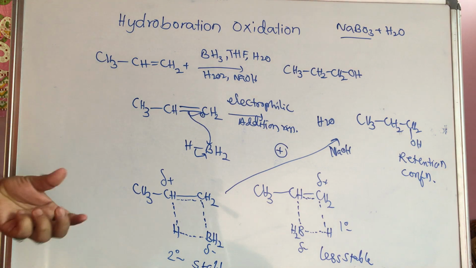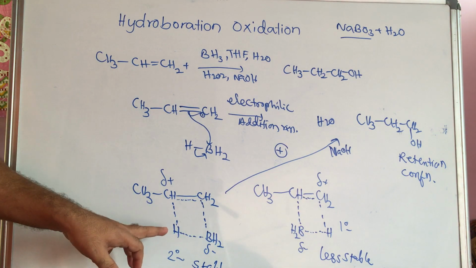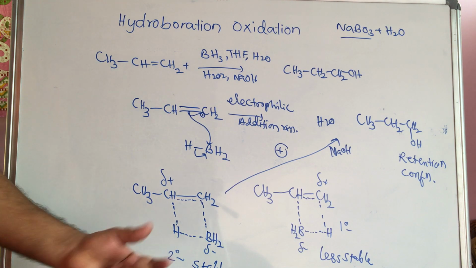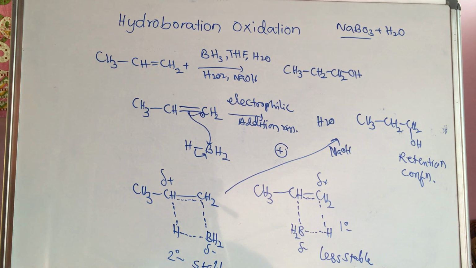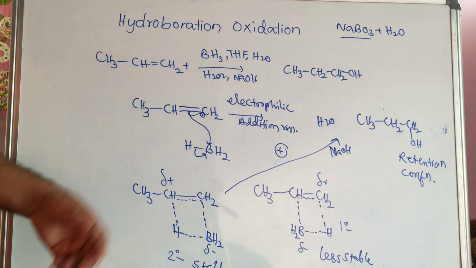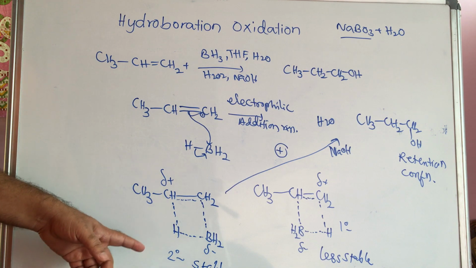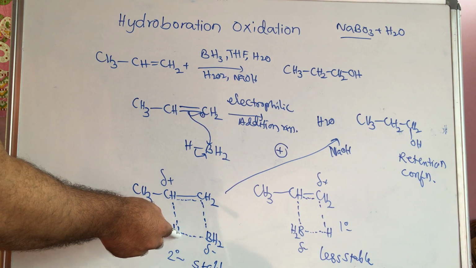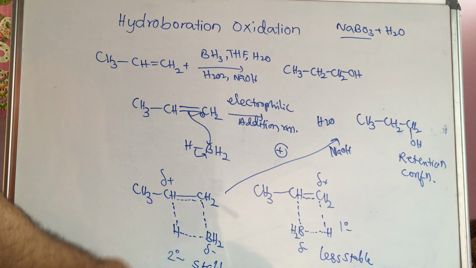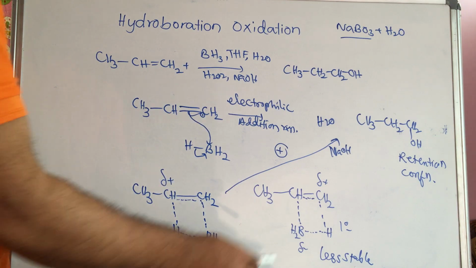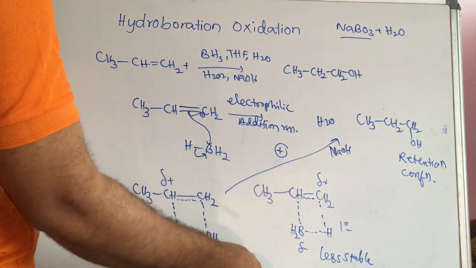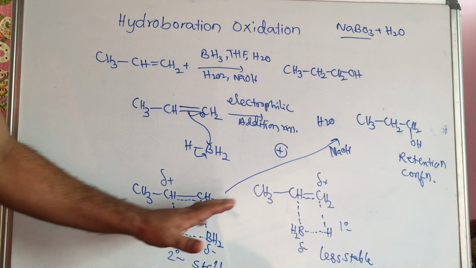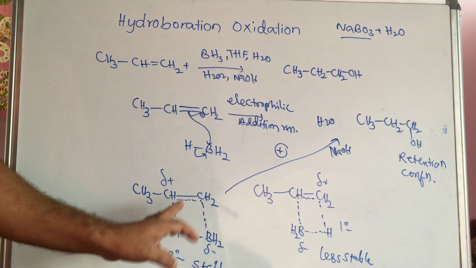This is a syn addition. BH2 and H are added to the same side of the double bond, that is what is called syn addition. Regioselective means bond formation with any kind of molecule at a different position. For example, here hydrogen bonded to the secondary carbon and BH2 bonded to the primary carbon. But in this case, BH2 bonded to the secondary carbon and hydrogen bonded to the primary carbon. It gives only one major product, that is called regioselective.